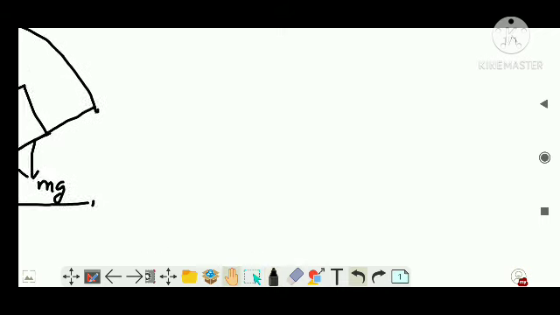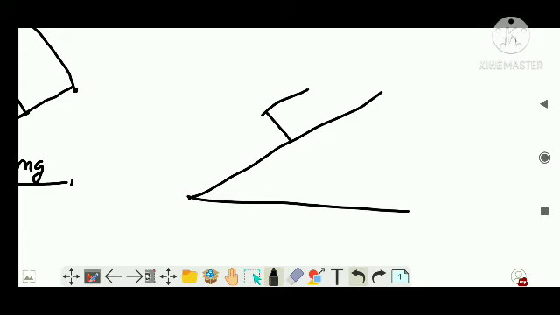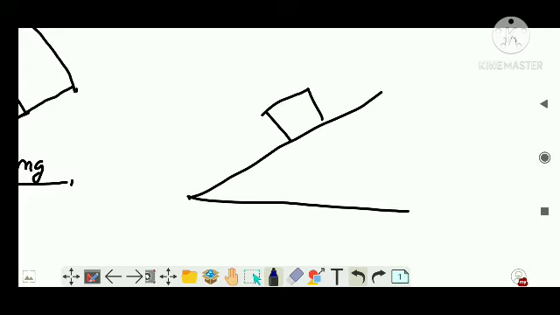So I'm going to draw our free body diagram. So this is the inclined plane, this is the block. So here what forces will be there? One is mg, the other is the normal reaction like this, simple. And this normal reaction, let's say this is angle theta. So let's say friction, this f will be in this direction, so this is f.